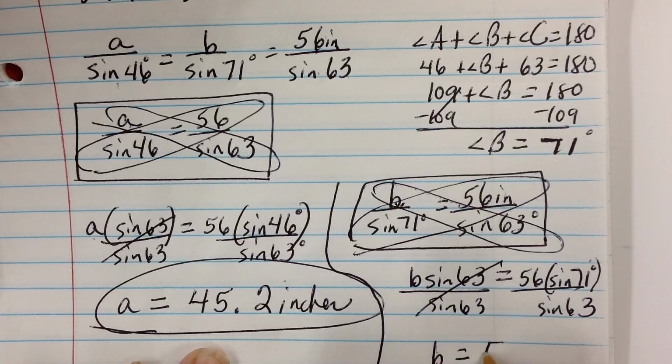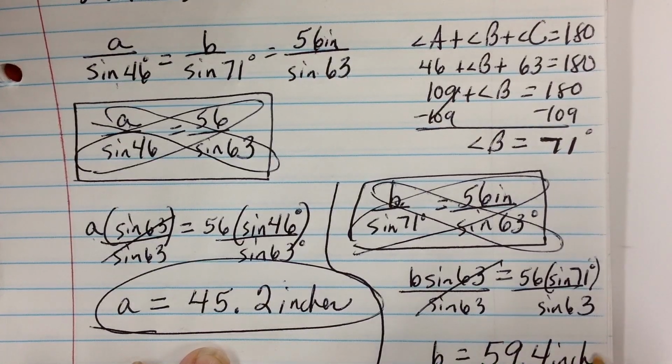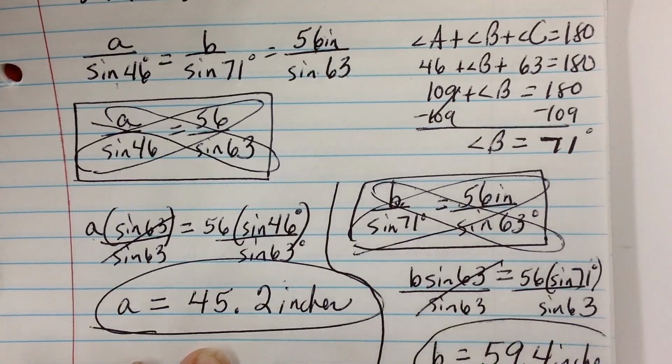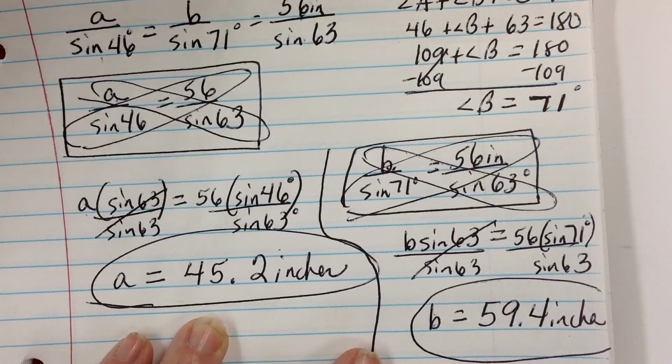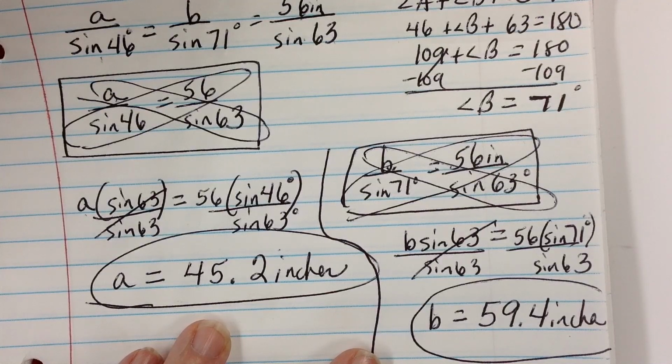You end up with b is equal to 59.4 inches. So there's my other unknown value. b is equal to 59.4. We had to use law of sines in this problem because we did not have a right triangle.